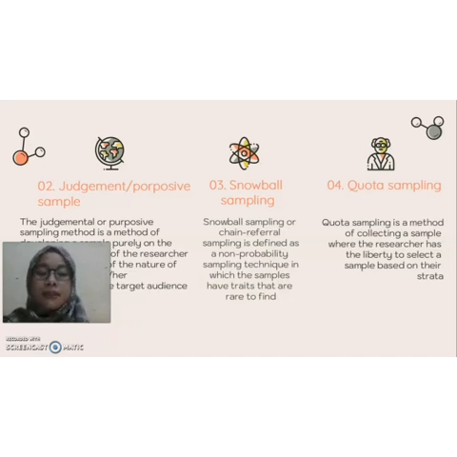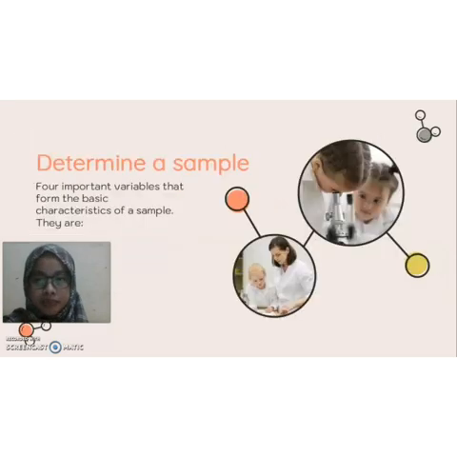Next is quota sampling. Quota sampling is a method of collecting a sample where the researcher has the liberty to select a sample based on their strata. The primary characteristic of this method is that two people can exist under two different conditions.